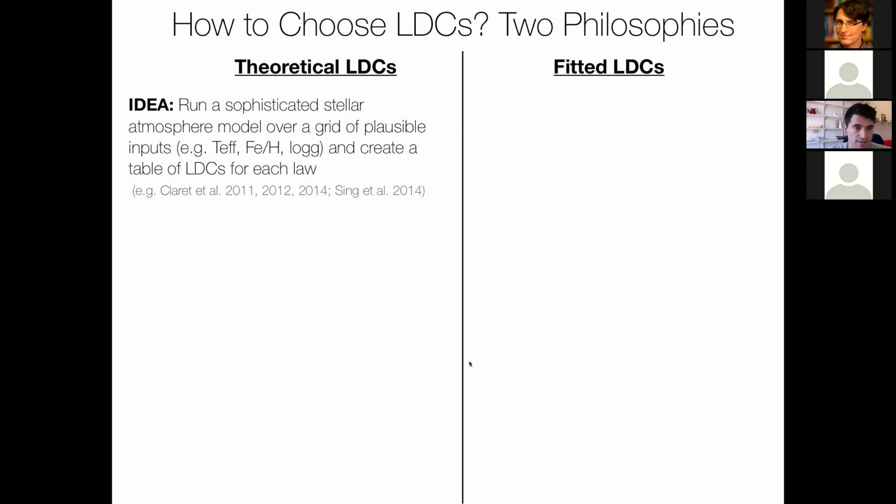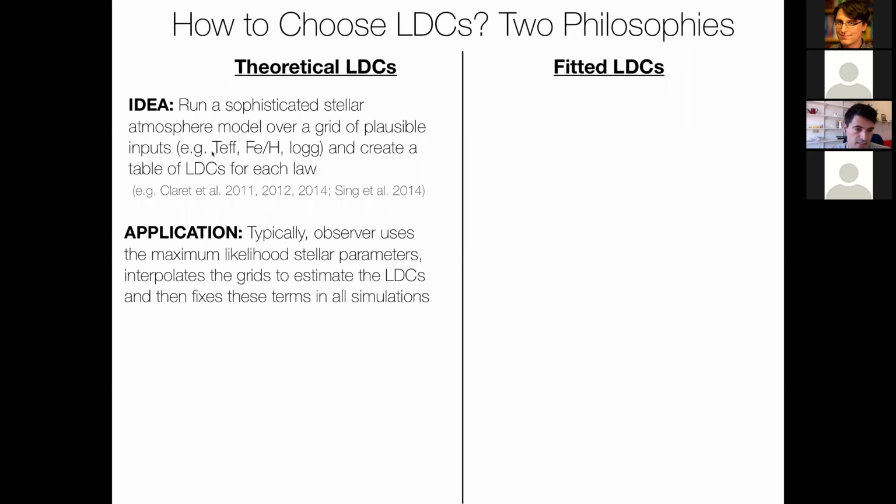But to start off with the theoretical model limb darkening coefficients, the idea here is that you run a sophisticated stellar atmosphere model that could be 1D, it could be 3D. People have been arguing over that recently, over a grid of plausible inputs, so things like the effective temperature, the metallicity, log g, etc. And then you create a table, a catalogue available online somewhere that the community can use of all of these limb darkening coefficients for every possible law that you think is reasonable and for all the possible stellar inputs. So you have these massive files being uploaded.